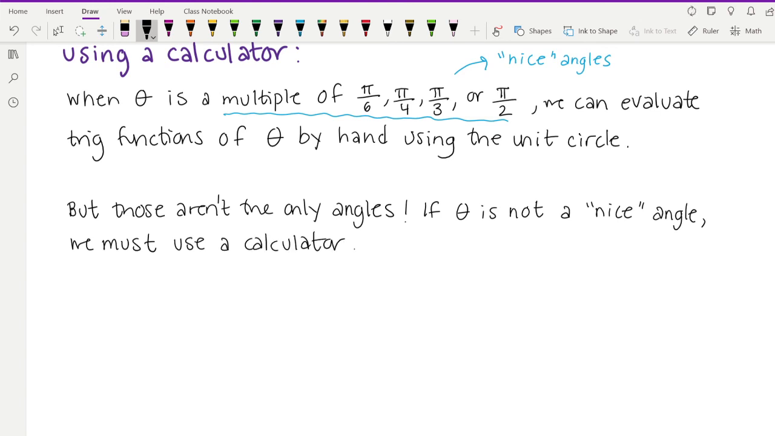And just to give some examples of angles that would not be considered a nice angle, theta is equal to 3 radians. Theta is equal to 5 pi over 7. That kind of looks like a nice angle, right? But it's not a multiple of pi over 6 or pi over 4 or any of those. It's a multiple of pi over 7. And so it's not going to correspond to any kind of special right triangle. You could have theta is equal to 529.